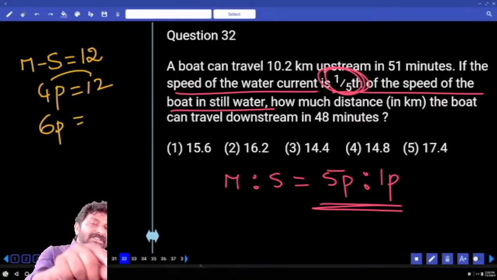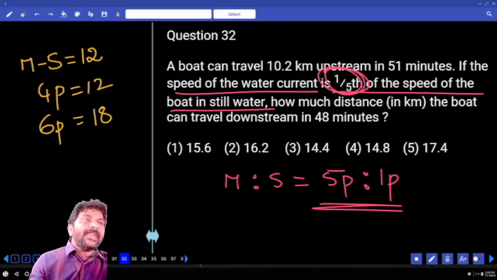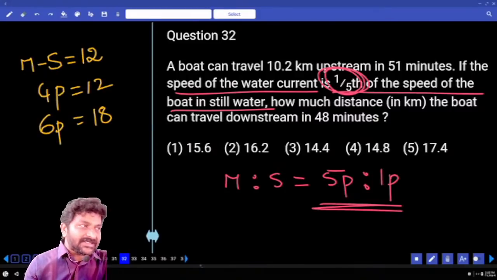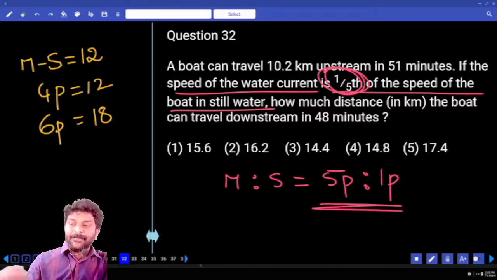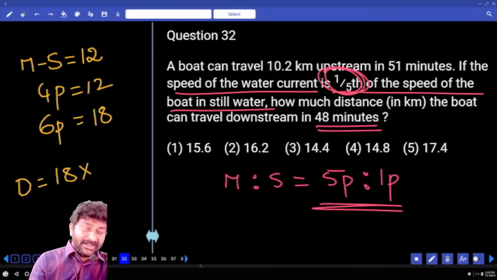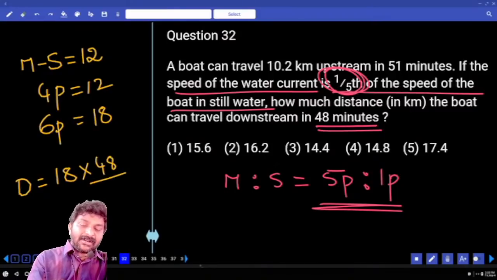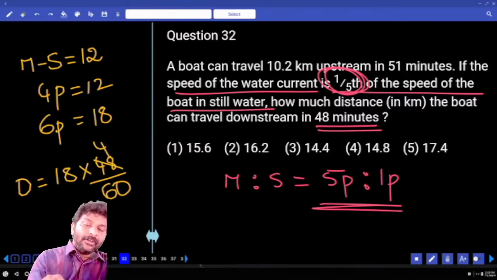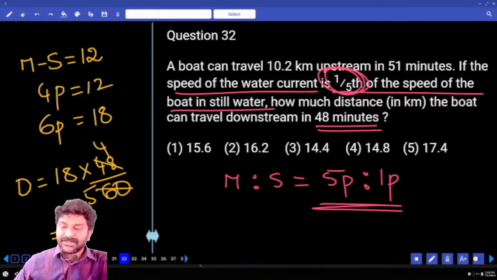4 how many times is 12? 3 times. 6 threes. So now 18 kilometer per hour is the speed downstream. But we have to calculate the distance covered in 48 minutes only. So distance is equal to speed into time. That is 18 kilometer per hour. 48 minutes converts to hours, that is 48 by 60, 4 by 5. So numerator 18, 4 times.